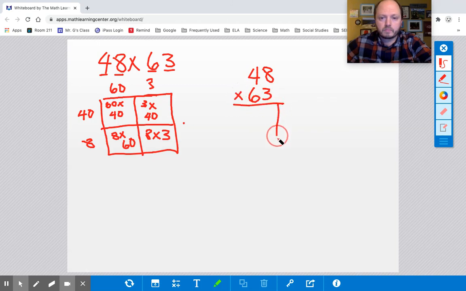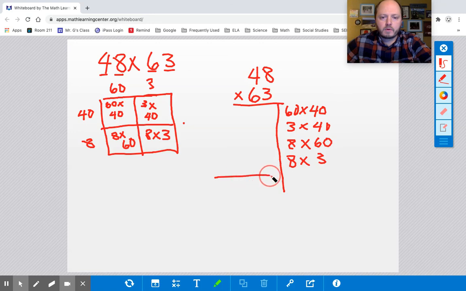And we are going to put in the line going down and try to draw it as straight as we can. And we are going to then use each one of these partial product problems. We're going to do 40 times 60, or 60 times 40. We're going to do 3 times 40. We're going to do 8 times 60. And we're going to do 8 times 3. So we have our 4 different problems.